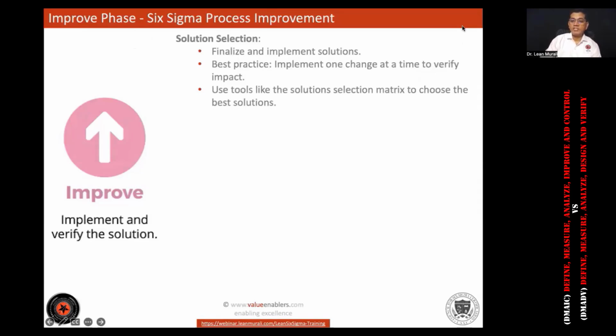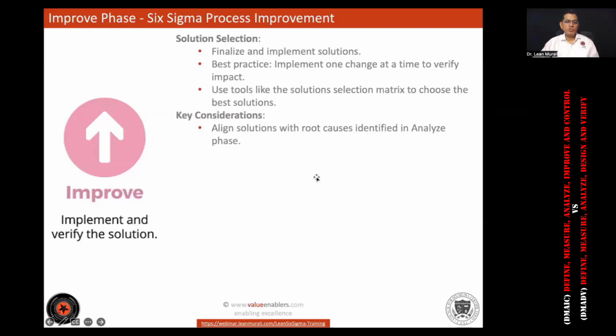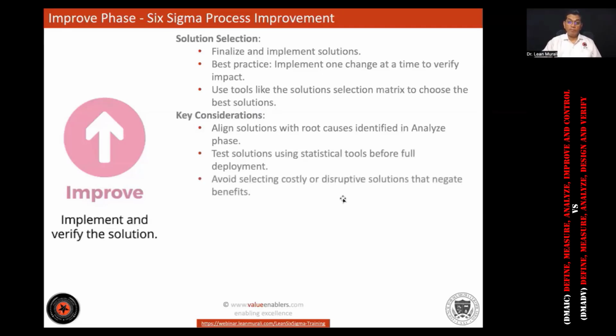We'll talk about solution selection matrix to choose the best solutions, with the cost benefit analysis and the effort versus benefit analysis. And the key consideration, align the solutions with the root causes identified in analyze phase. The solution should actually address the root causes. That's the point here. Test it thoroughly with statistical tools before full deployment. And do a cost benefit analysis and avoid selecting costly solutions.